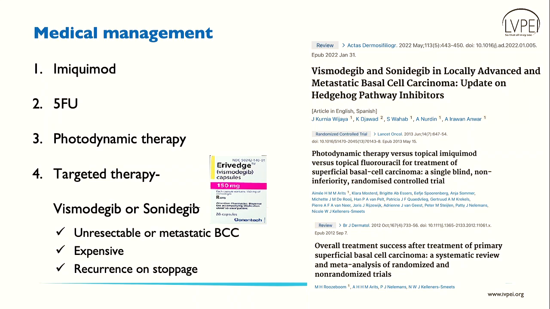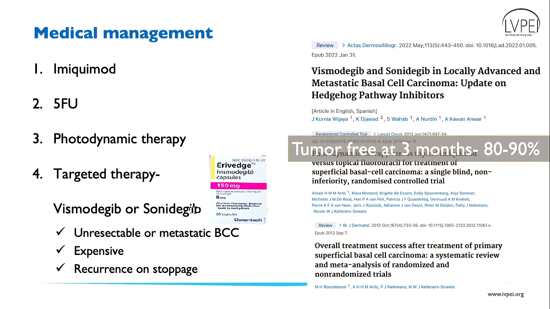So for medical management, a drug which has been described in literature but we don't have it available in India is vismodegib, and it is used for unresectable or metastatic basal cell carcinoma, but it is extremely expensive and we need to give it lifelong, as soon as we stop the drug there is recurrence.